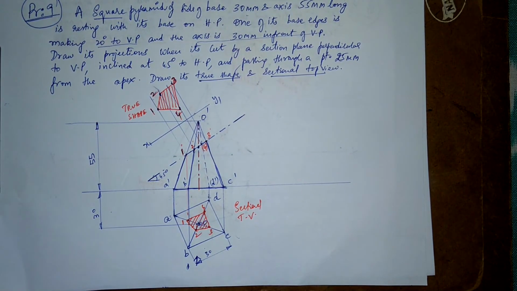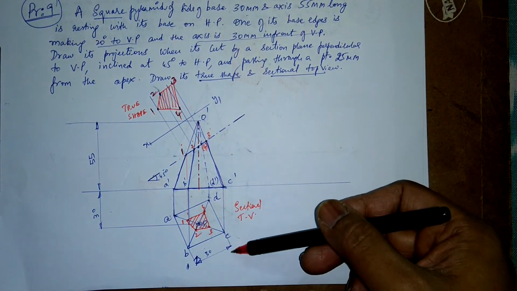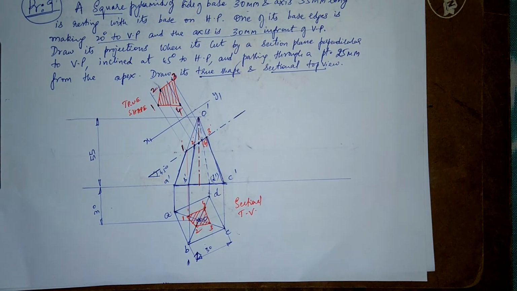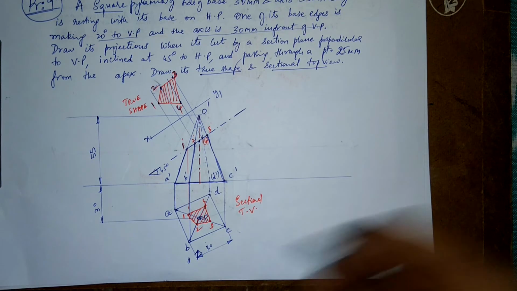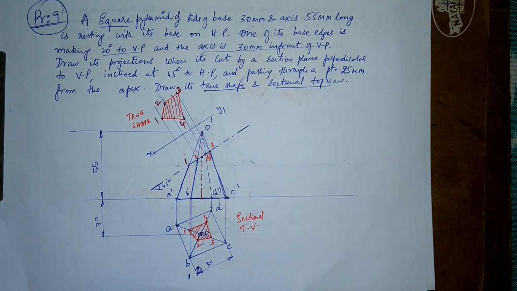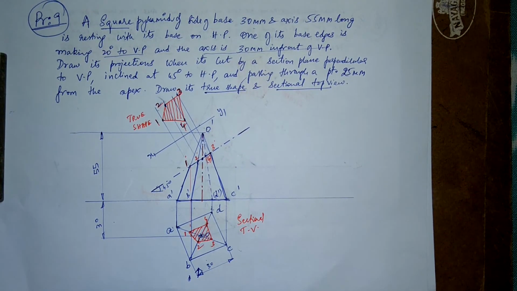Alright, so this is my front view, this is my sectional top view, and this is my true shape which I got. Okay, please note this down. This is your square pyramid. Side of base 30, axis 55 long, resting with its base on HP.